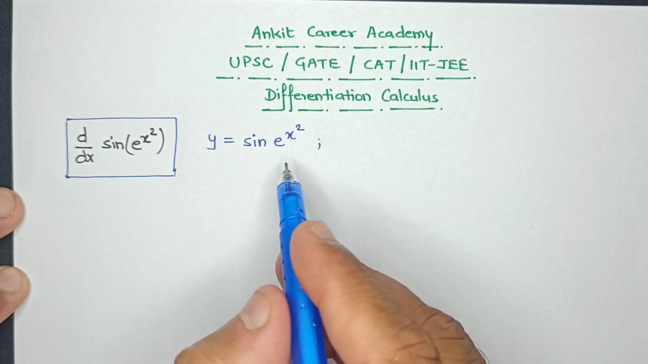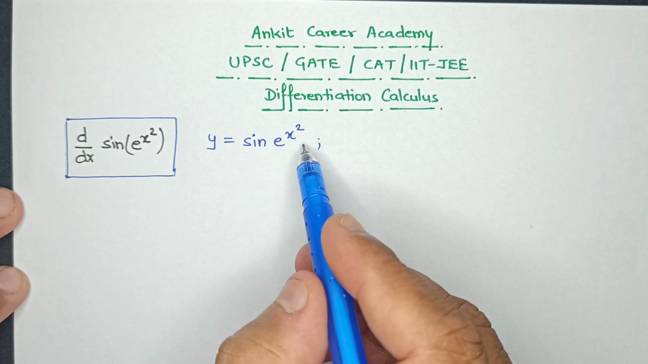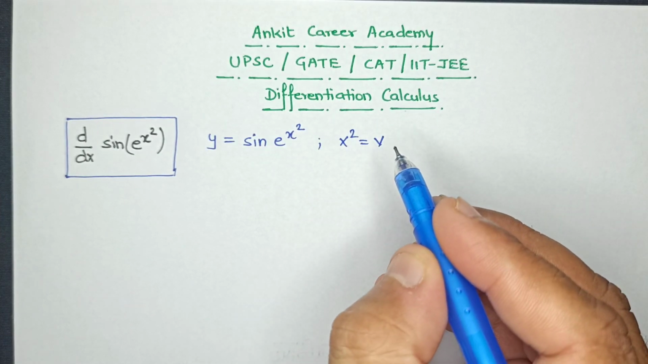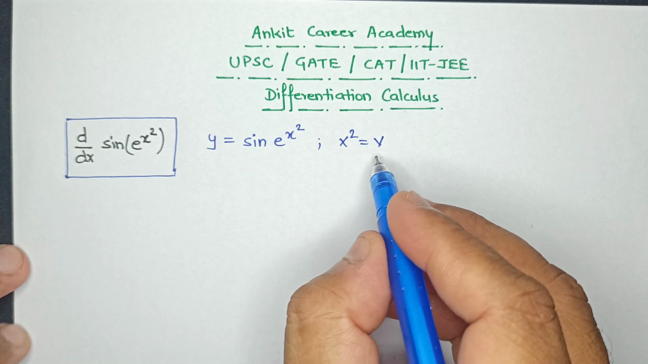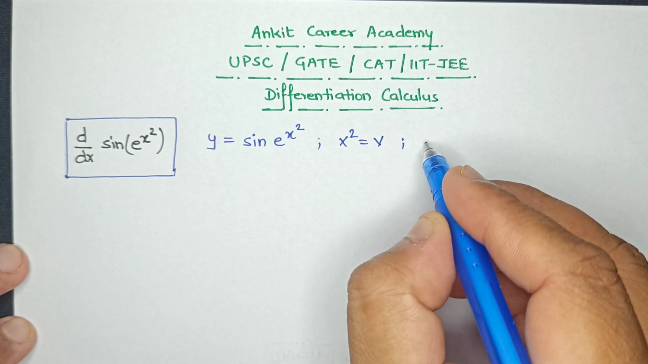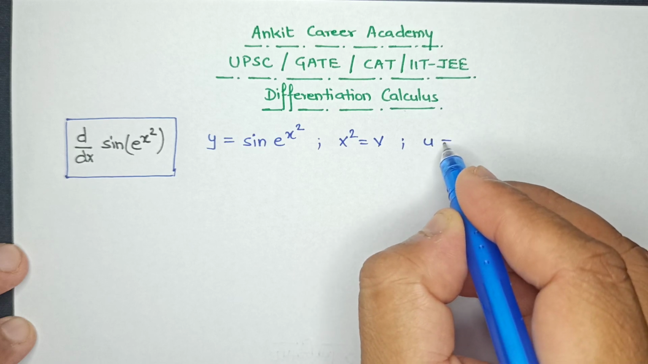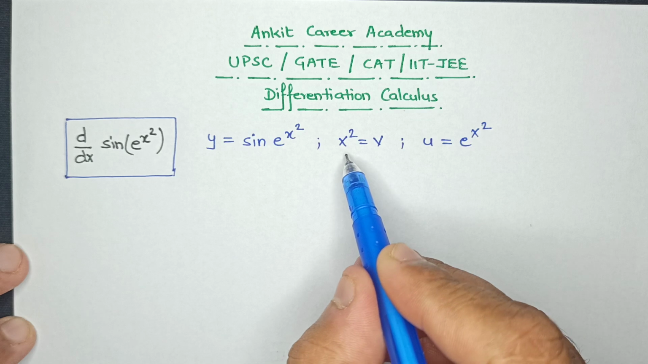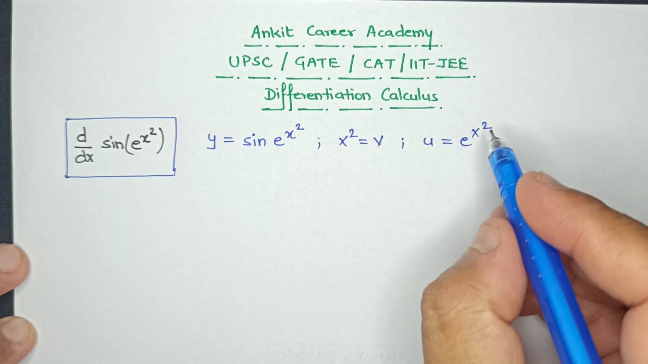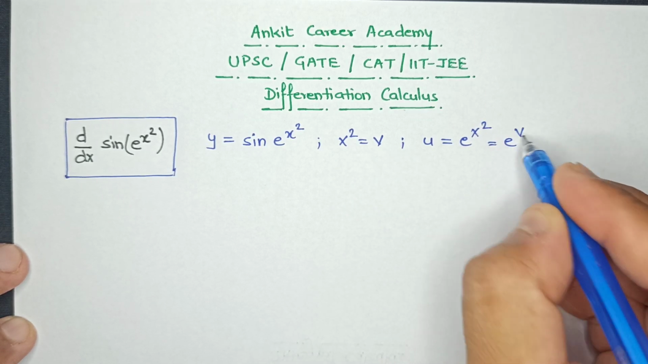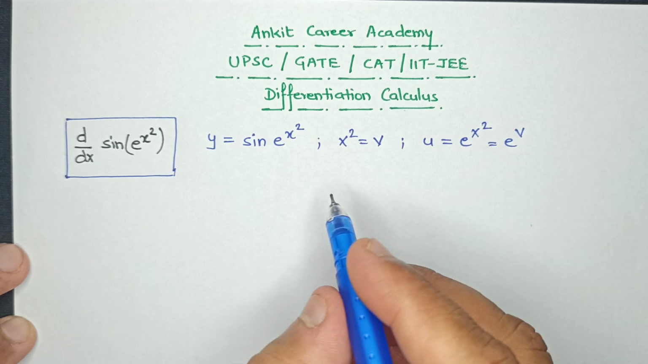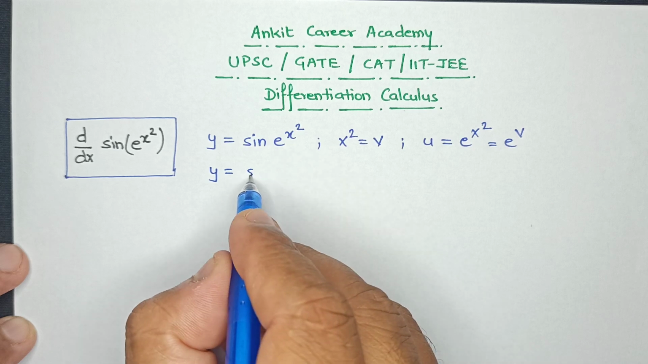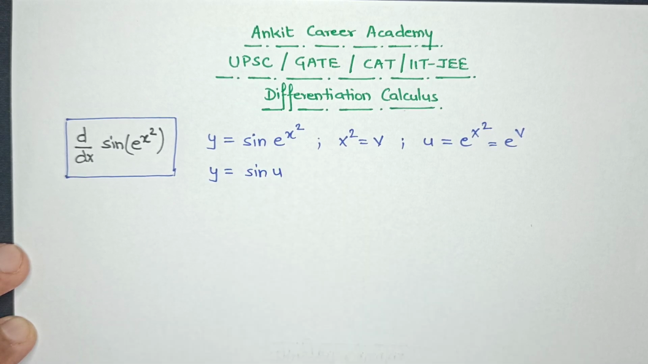After this, what we notice is there are basically functions inside one function. So let us suppose that the value of x square is equal to v. Now x square is equal to v, and also the third function, that is e raised to the power x square, is supposed as u. Now since we have already supposed the value of x square as v, this becomes e raised to the power v. And eventually our original question y in terms of x square, this is sine of u.